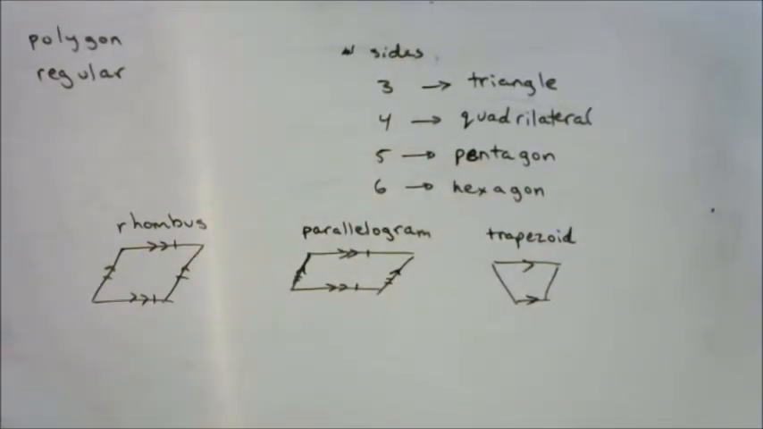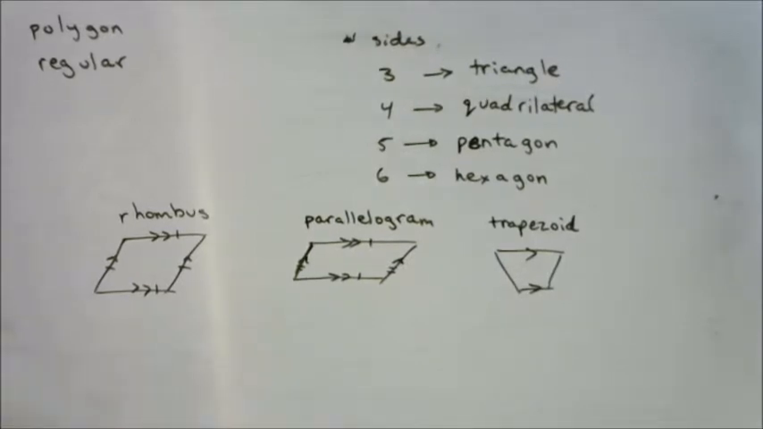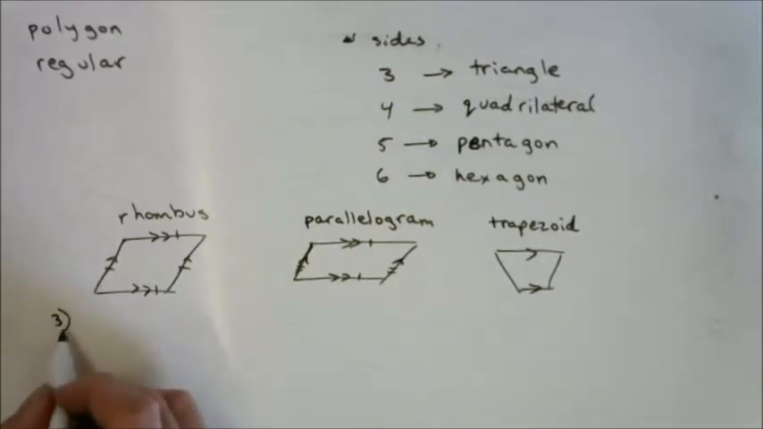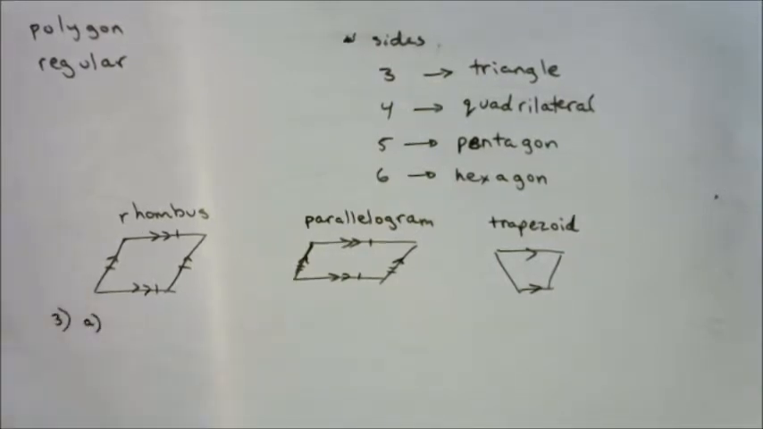So let's look at our problems there. On the next page, you're using your notes from that block in order to answer questions 3 and 4. Question 3A says classify each polygon according to its number of sides and whether it is regular or irregular. So A, what is it based on its number of sides? Triangle, quadrilateral, pentagon, hexagon. It's a pentagon.